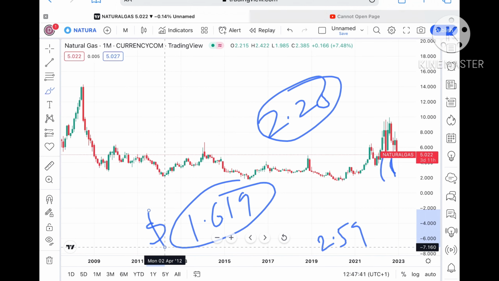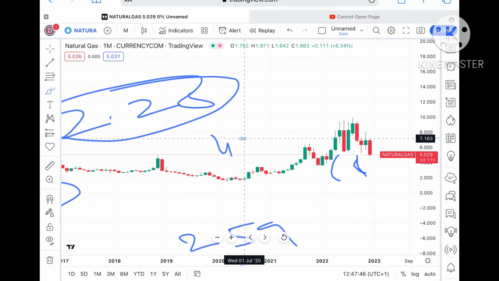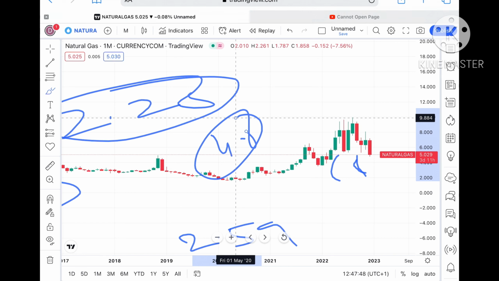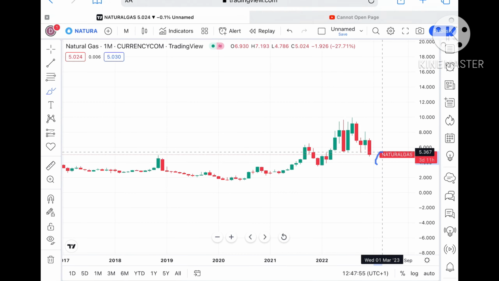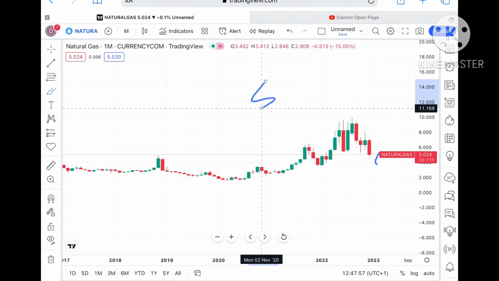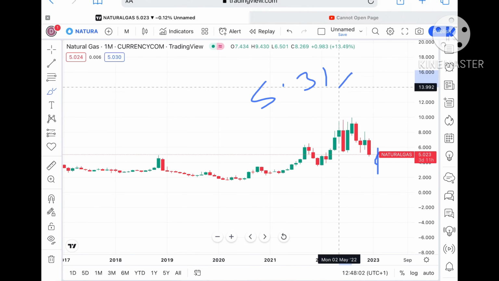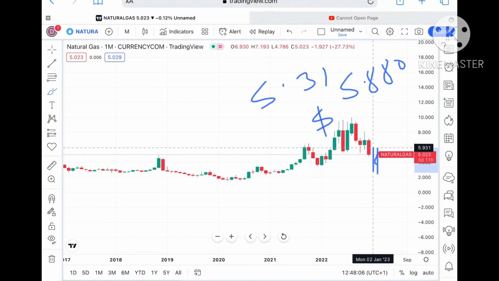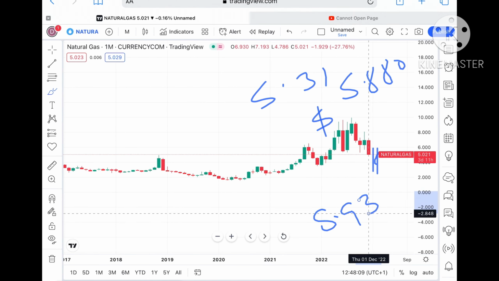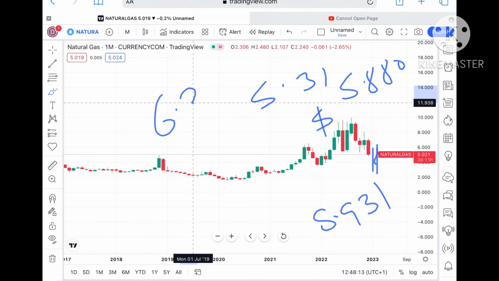a higher side. Okay, but if this 4.8 sustains or 4.9 sustains, now it is above that particular zone, trading at $5.024. Okay, so the probability of moving further upside is there, that it can touch a level of $5.314, and if that level moves further high, then we can see it can touch a level of $5.880. Okay, and if the price moves above that particular level, then we can see it can touch a level of $5.931, and from there we can see it can go towards a level of $6.34.